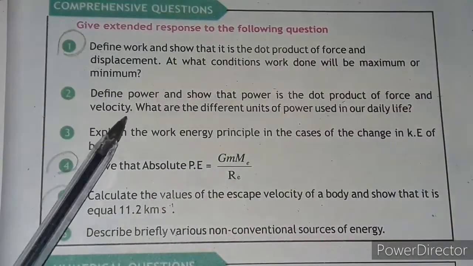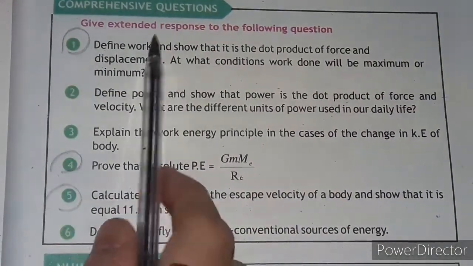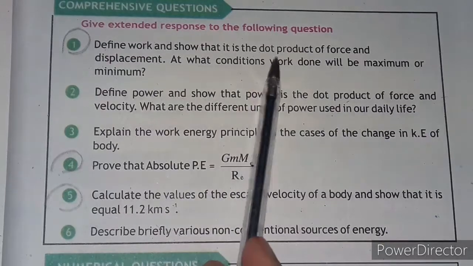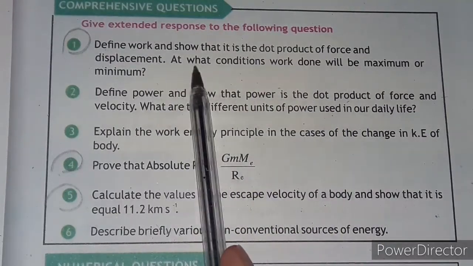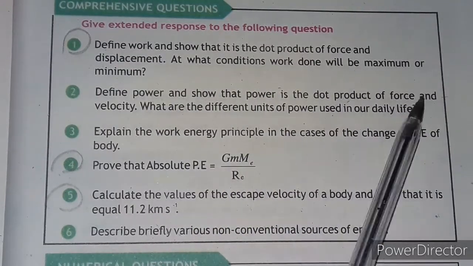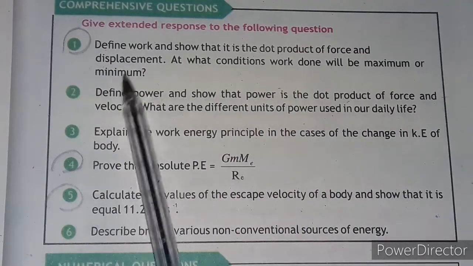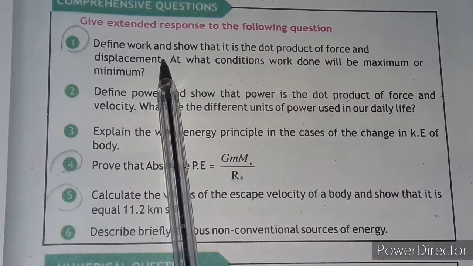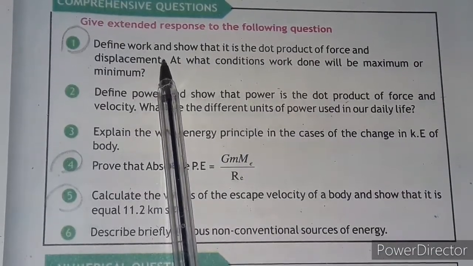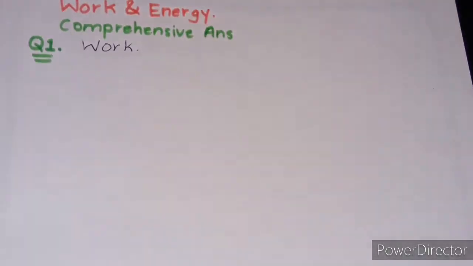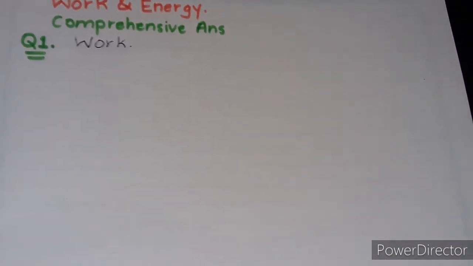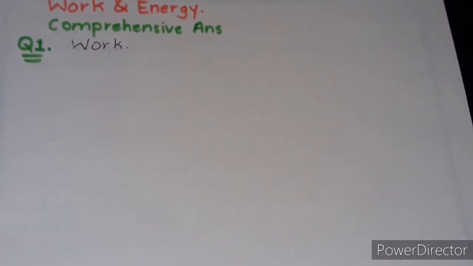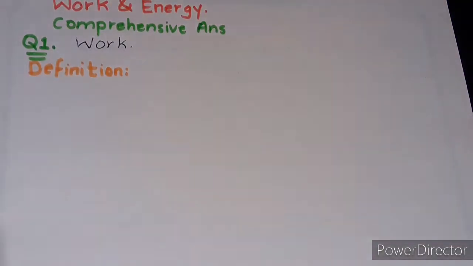So comprehensive question number 1 is: define work and show that it is a dot product of force and displacement. At what conditions will work done be maximum and minimum? I will write this answer for you guys. So here is question number 1. First we will write the definition.